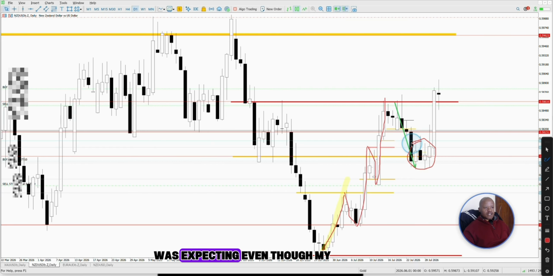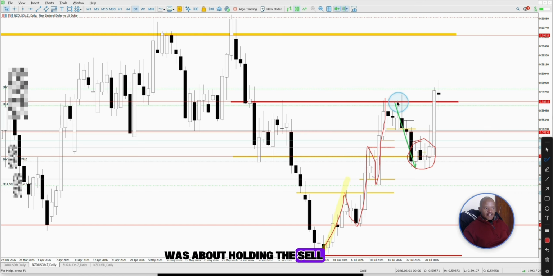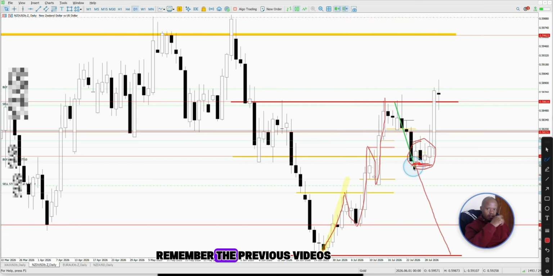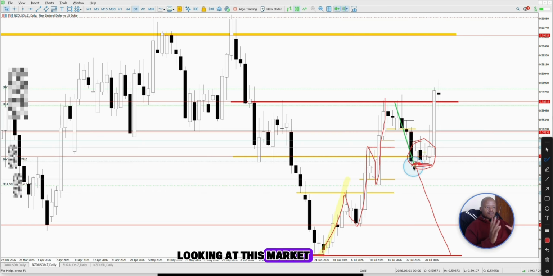It's actually what I was expecting, even though my initial trading plan was about holding the sell trade until this swing low. I considered the possibility of the reversal here, if you remember the previous videos. So I was looking at this market with different perspectives: the perspective of the sellers and the perspective of the buyers.